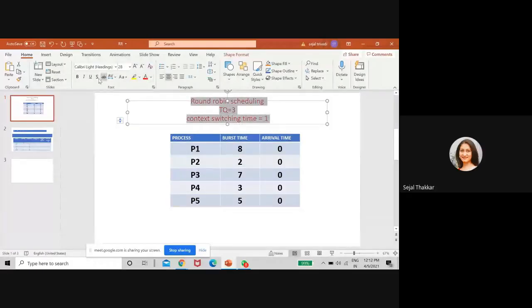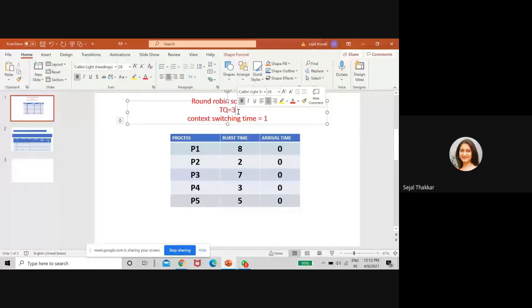See, what is the example? We have to solve this example using round robin scheduling, and the time quantum is equal to 3. In round robin, generally we have a time quantum. It is of preemptive nature, so all the processes get time using some fixed time quantum assigned. And the second thing is a new concept, context switching. Context switching time is equal to 1.